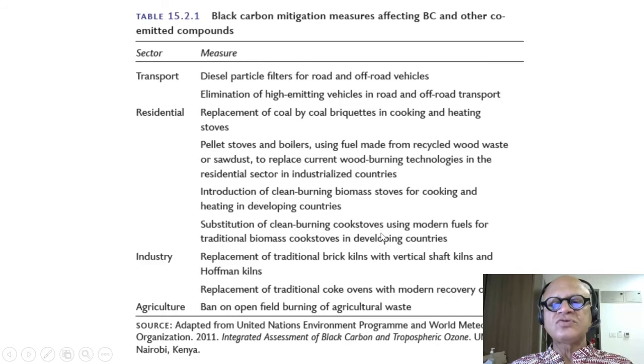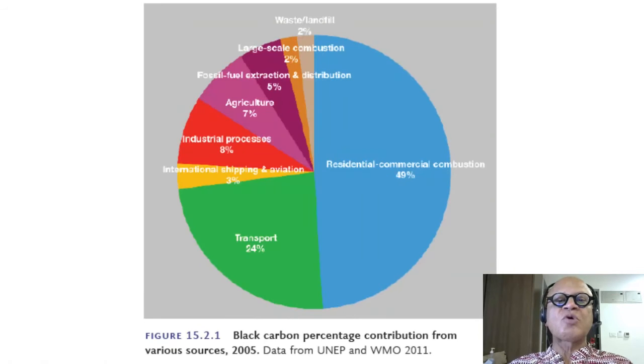Substitution of clean burning cook stoves using modern fuels, I already mentioned. Replacement of traditional brick kilns with vertical shaft kilns and Hoffman kilns. Obviously I won't go into the details, but they also trap the particulate matter and reduce their emission. Replacement of traditional coke ovens with modern recovery ovens. Ban on open field burning of agricultural waste. So we're talking about policies that are command based, and we have talked about the advantages and disadvantages of command based versus market based policies, but here this is regulation based.